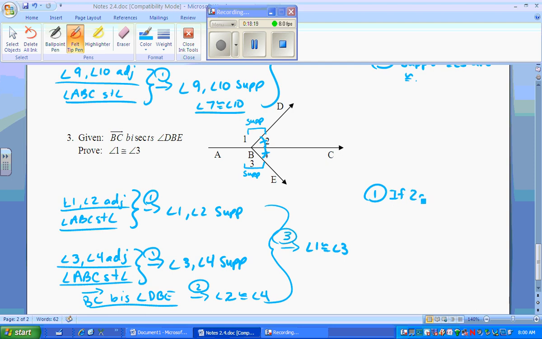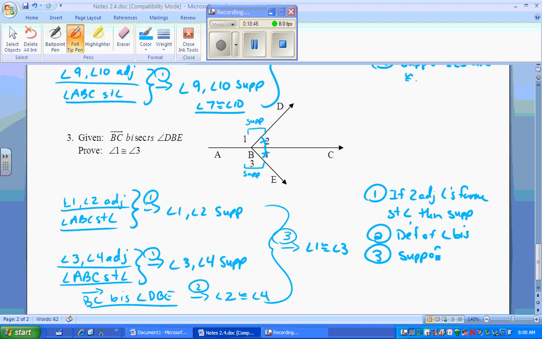Reason 1, if two adjacent angles form a straight angle, then supplementary. And the second one, we went from bisector, and what kind of bisector? Angle. So we got definition of angle bisector. And 3, the supplements of congruent angles are congruent.